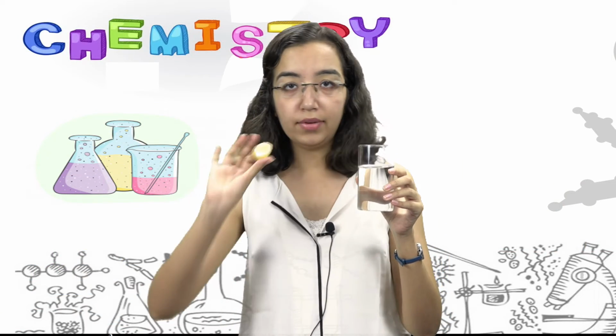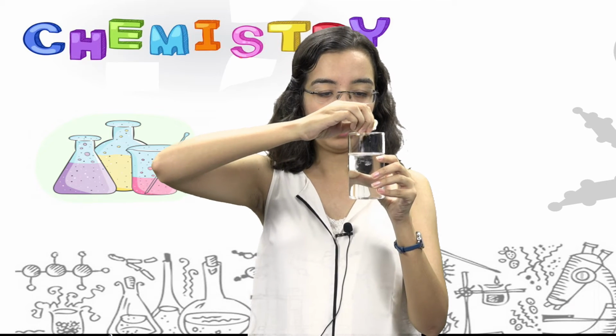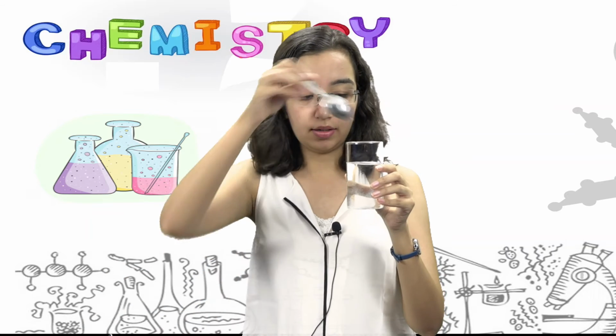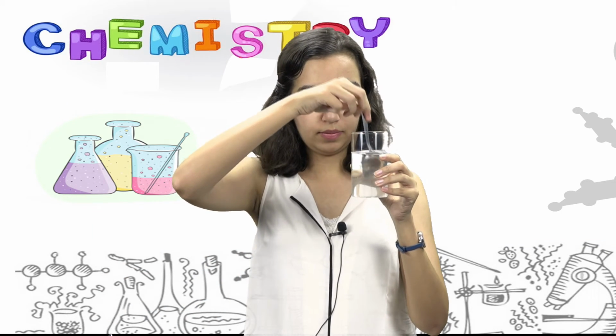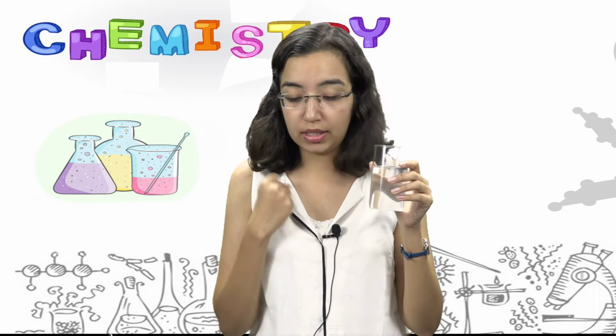Here we have the liquid water, and I have a lime with me, so I am going to put some lemon juice in it. I put the lemon juice, I stir it, and you cannot see the lemon juice anymore. It means that the two liquids have mixed together. Now you cannot see lemon juice or water separately. So this is an example of miscible liquids.